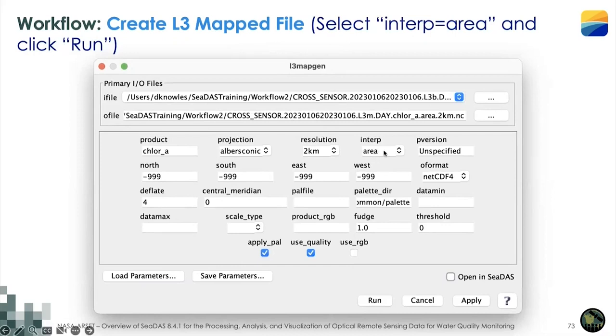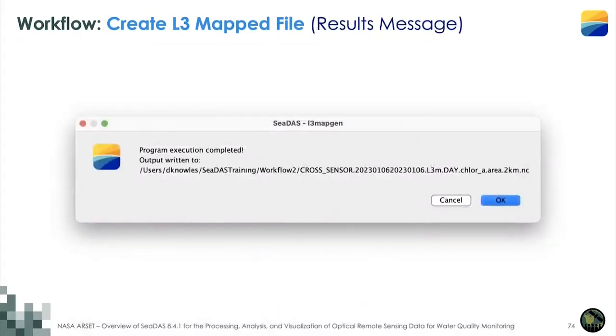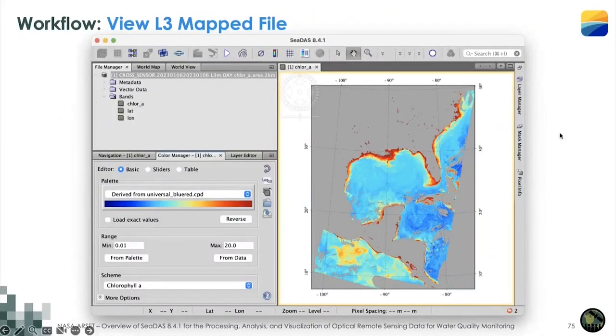That's what I've done here: I changed from nearest neighbor to area for interp. Interpolation is what interp is. And so area will take a little longer, and that's going to do interpolation between the adjacent pixels. And we run it. And so this is 2 kilometer. So this is the file that was formed.